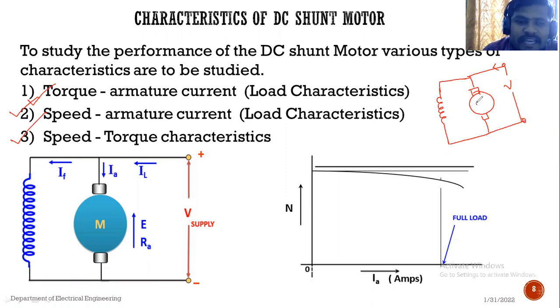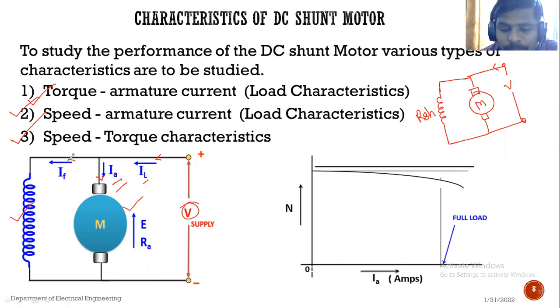This is the armature of the machine, this one is the shunt field winding having a resistance RSH, and this is the motor armature. Supply voltage V is applied, and load current IL will be flowing from the supply lines. This one is the armature current and this one is the field current.